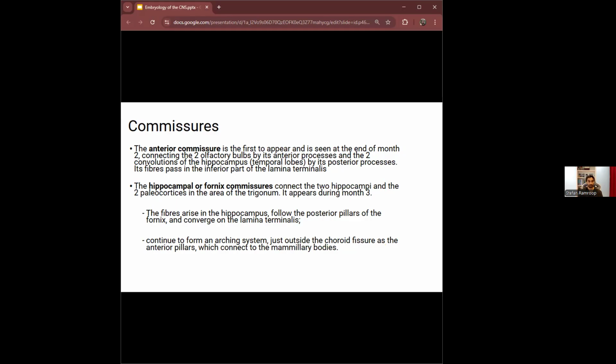By the third month, the hippocampal or fornix commissure develops. Fibers from each hippocampus travel along the posterior pillars of the fornix to converge at the lamina terminalis. Then straightforward as the anterior pillars to reach the mammillary bodies.